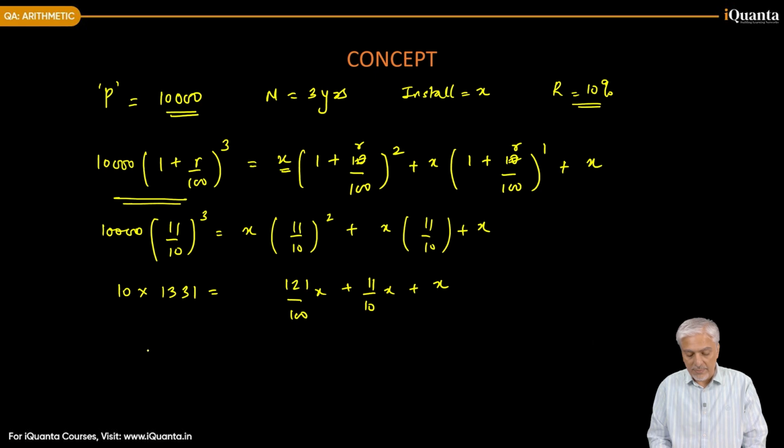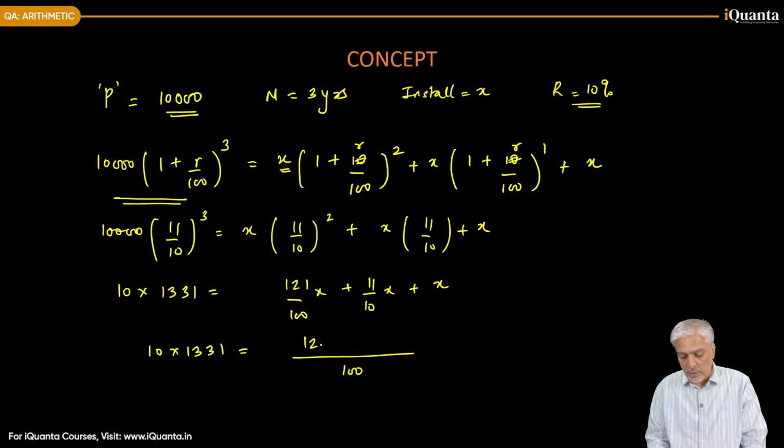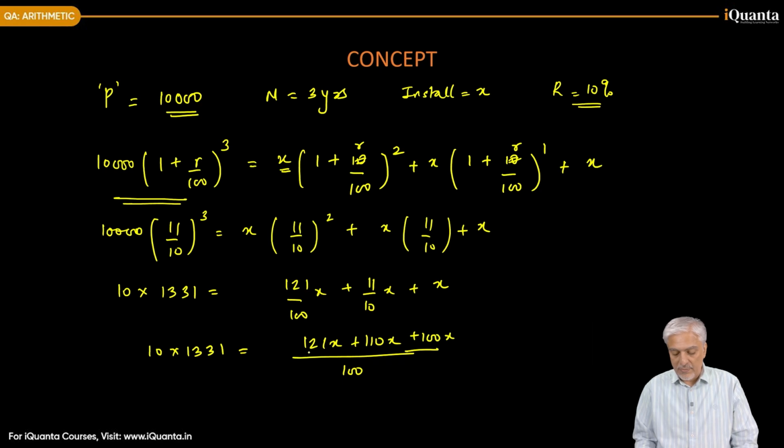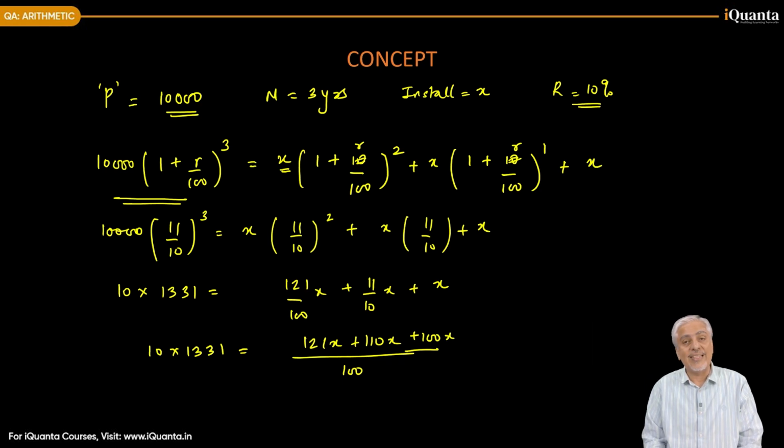And then you take the LCM. So 10 into 1331 is equal to 100 is my LCM. So I'll get 121x plus 110x plus 100x. That will become 331x, right? So what will be your value of x? Your value of x will be 10 into 1331 into 100 divided by 331.